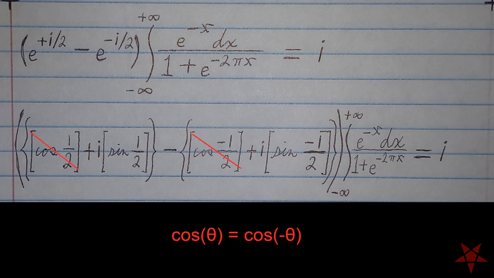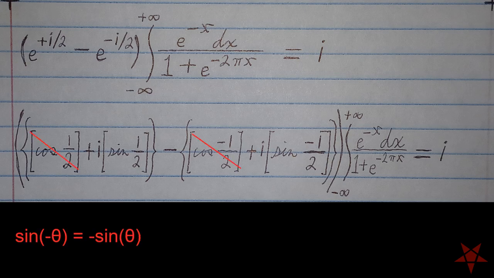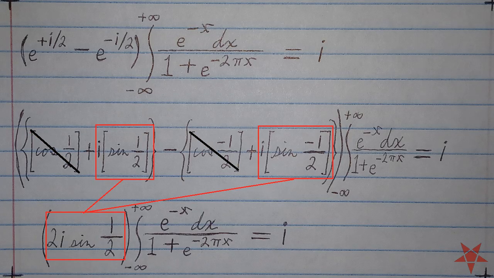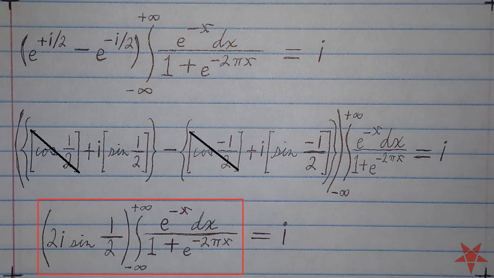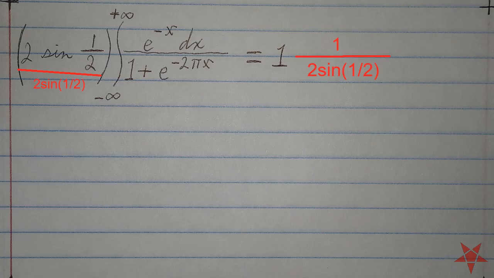The first and second cosine functions cancel, and we next focus on the fact that sine is an odd function. A minus sign located within it can be moved outside of it as a multiple of the sine function. This allows us to combine the first and second sine functions. This leaves us with 2i sine 1/2 times the integral on the left side of the equation, and the i's cancel. Dividing both sides by 2 sine 1/2 means that it's time for a cup of coffee.